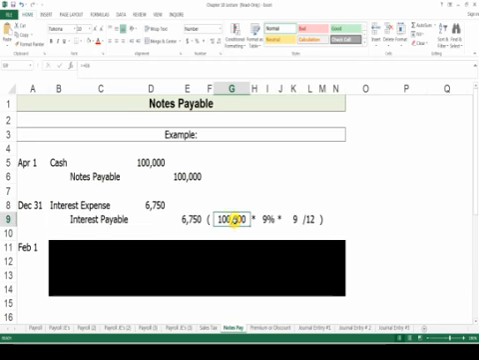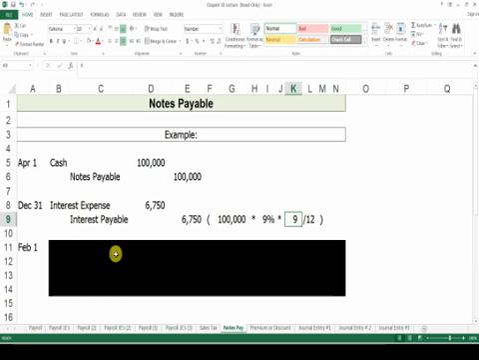Interest is computed as the outstanding amount, 100,000, times the annual interest rate. And you always want to check, is that interest rate annual, quarterly, monthly? You want to read that fine print. And then since it's an annual rate, we're going to multiply it by a time factor. And our time factor is going to be in months. And so there's 12 months in a year, so that's the denominator in the time factor. The numerator is how many months has expired since the date of the note.